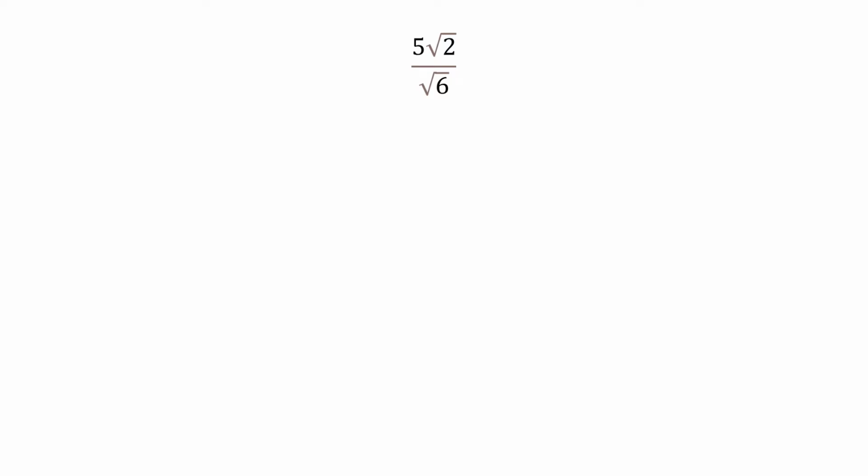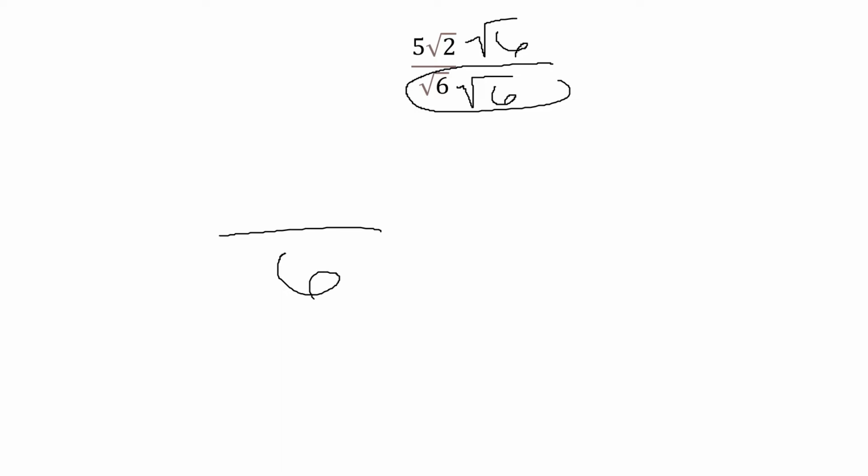All right, let's look at another one of these. You have 5 square root of 2 over the square root of 6. Okay, I have to eliminate my radical symbol in my denominator. So to do that, I multiply it by itself. Whatever I do to the bottom, I have to do to the top. Square root of 6 times square root of 6 simplifies down to simply 6. 5 square root of 2 times square root of 6 is 5 square root of 12.